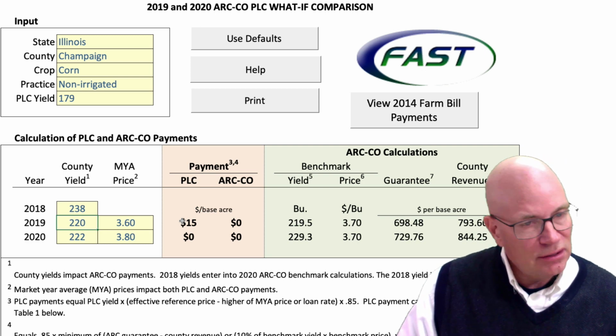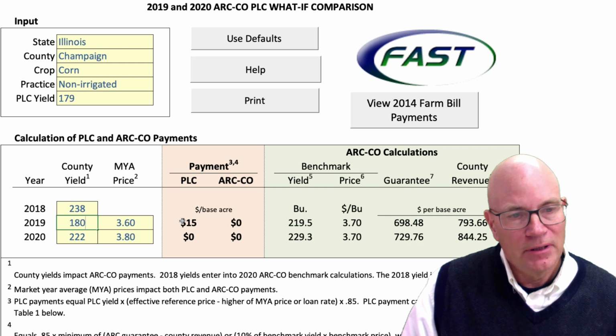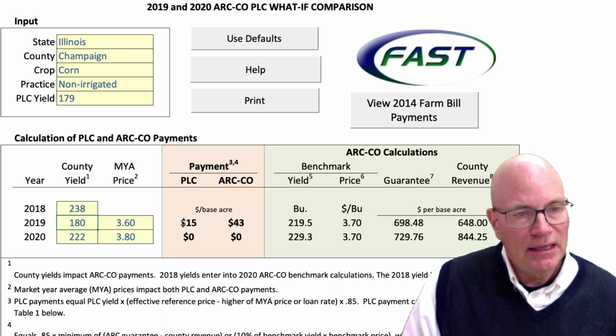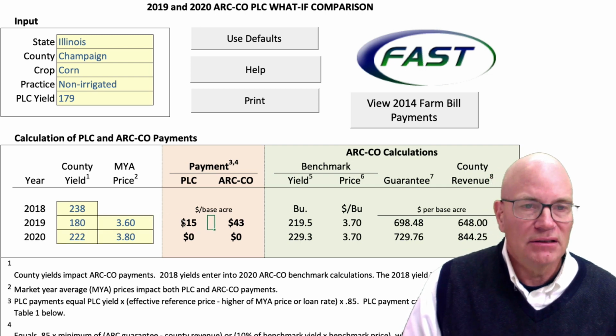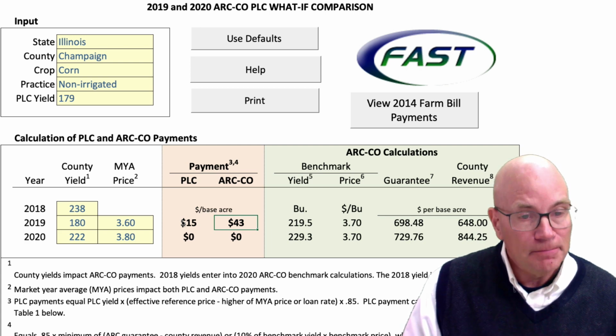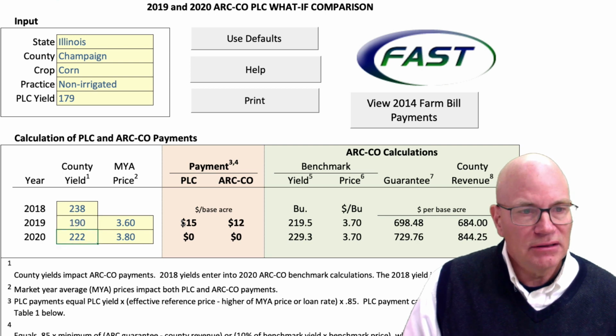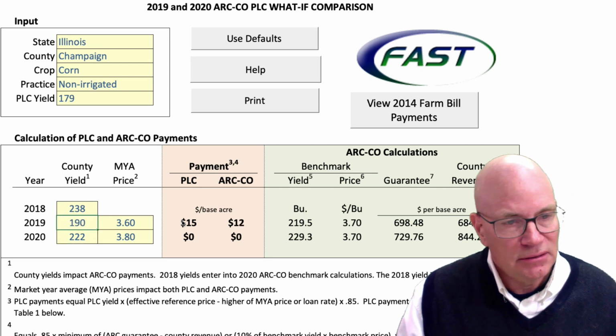Let's say it turns out to be 180. If we have a 180 bushel yield, $3.60 price, ARC County will pay $43 per base acre. Again, we change those yields and those prices and we'll get different payments.